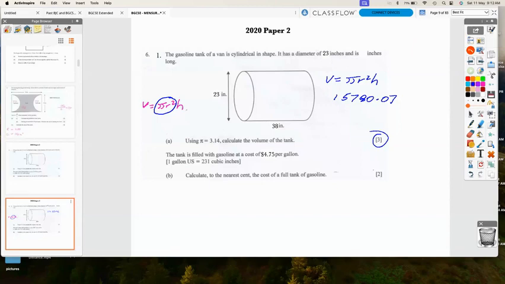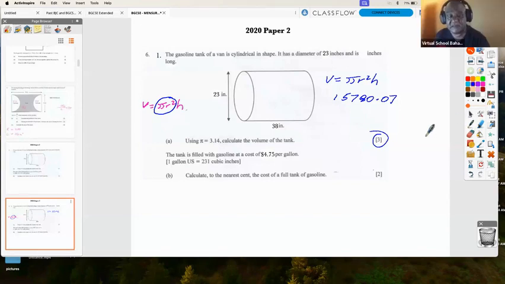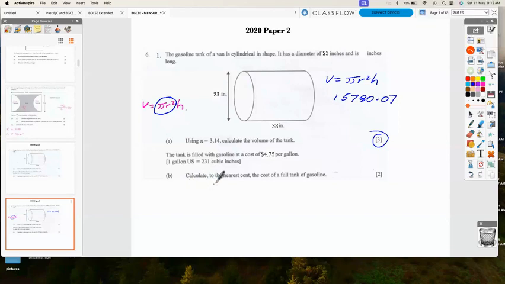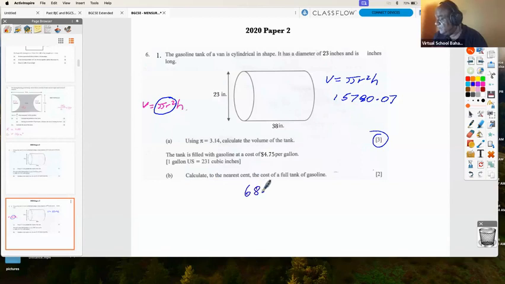I got $324.48. Explain to me what you did. So first I divided 15,780.07 by 231 cubic inches, and then I multiplied. What do you get when you divide that? Everybody following what you say? So 68 point what? 68.31. Stop at 3-1. That is what she got there.